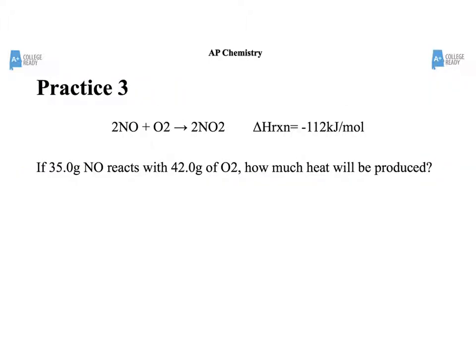Okay, practice problem. We have nitrogen monoxide reacting with oxygen to make nitrogen dioxide, and we're telling you that the enthalpy is negative 112. Also keep in mind, this means it's exothermic. So we could also write the reaction as 2NO plus O2 gives us 2NO2 plus 112 kilojoules. Written both ways, you'll see it presented to you both ways.